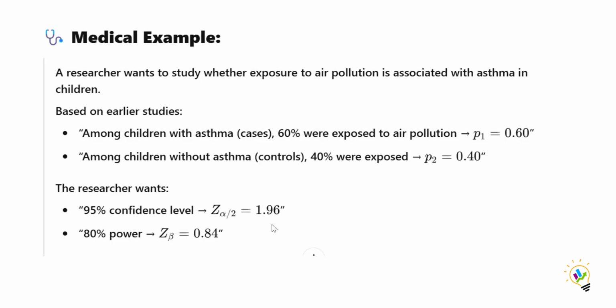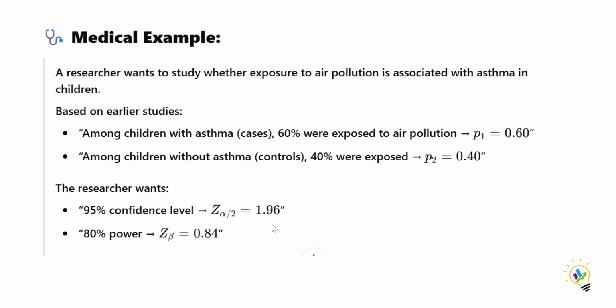Now let us see one medical example. A researcher wants to study whether exposure to air pollution is associated with asthma in children. Based on earlier studies, among children with asthma, 60% are exposed to air pollution, so P1 is equal to 0.60. This is the cases group. Among children without asthma, 40% are exposed, so P2 will be 0.40. This is the control group.